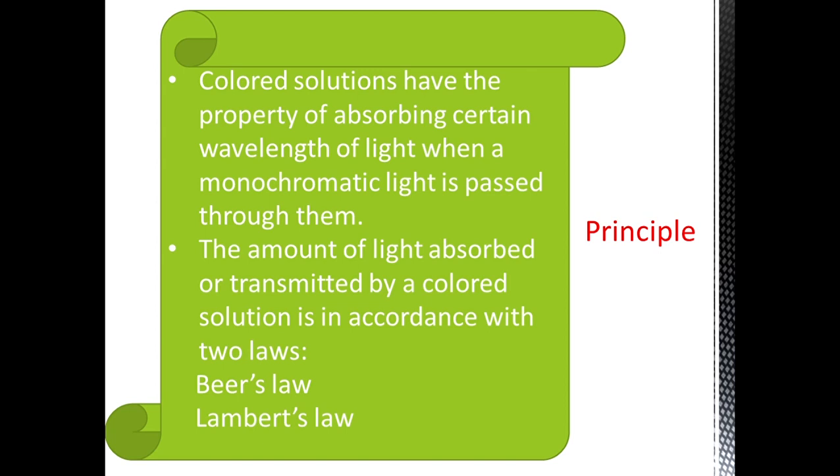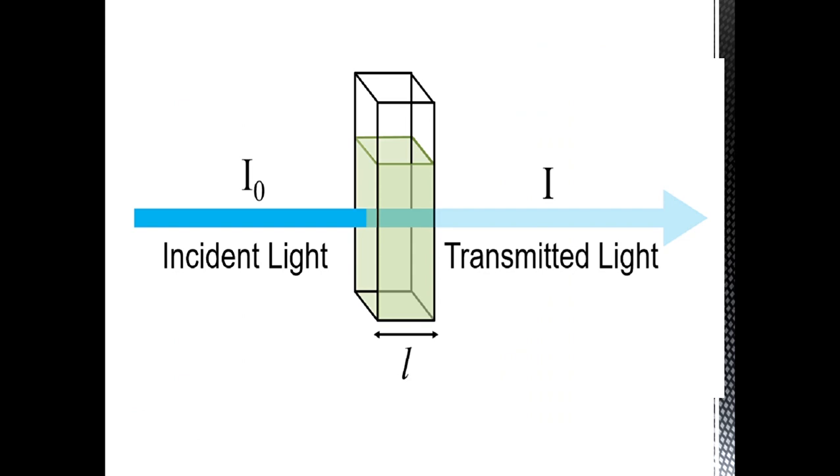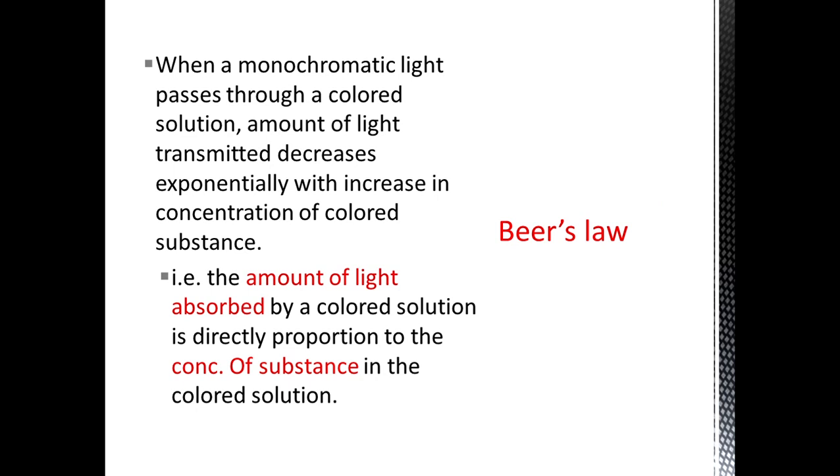So first one is Beer's law. When a monochromatic light enters the medium or the solution, a particular amount of light is absorbed and the balance amount is transmitted, and this is connected with the concentration of analyte in the solution and the path through which the light travels. That is mainly taken into consideration in Beer's law and Lambert's law. So the first one is Beer's law.